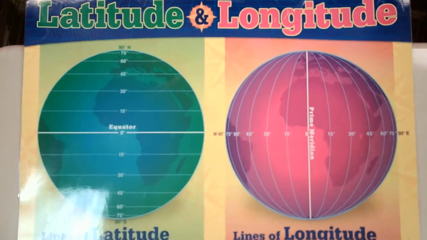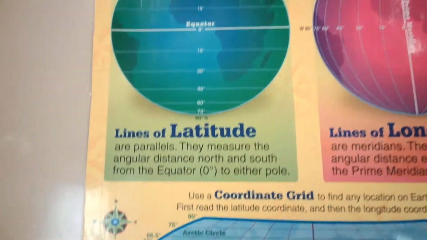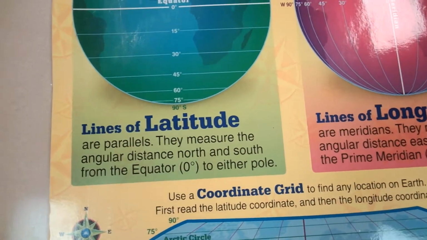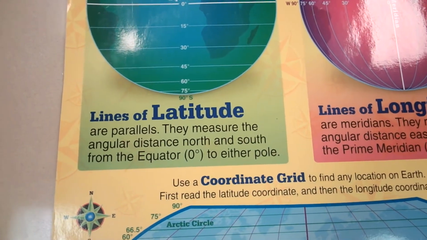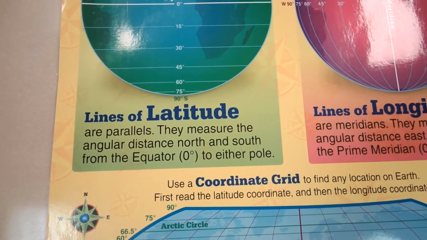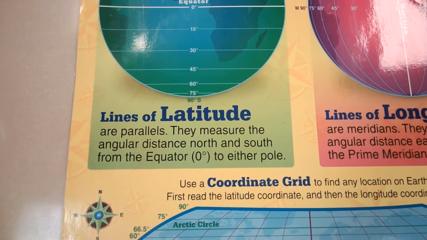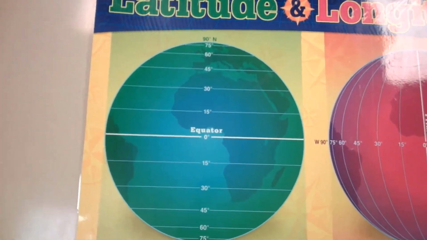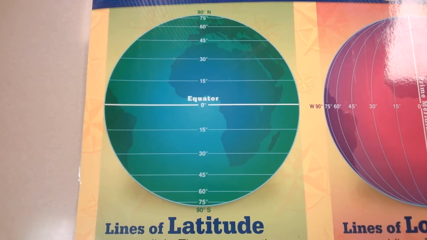So anyone see our globe here? Now, if we look, take a look here. Lines of latitude are parallels. They measure the angular distance north and south from the equator, which is 0 degrees, to either pole. If that sounds really complicated, let's take a look here. Those are lines of latitude.